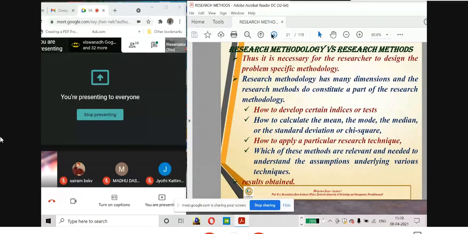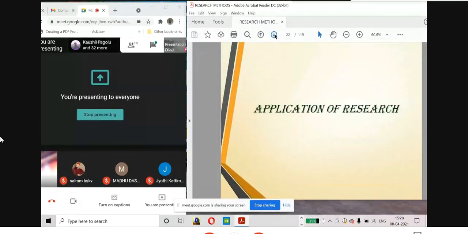Thus, it is necessary for the researcher to design the research problem following a specific methodology. Now, research methodology has many dimensions, and the research methods do constitute a part of the research methodology. Now, what is it? How to do this?